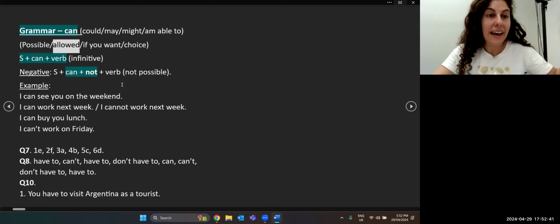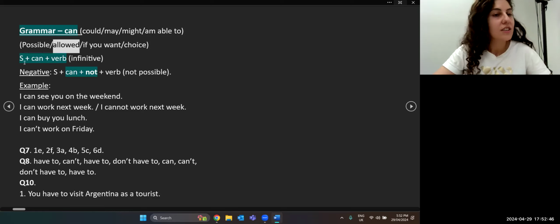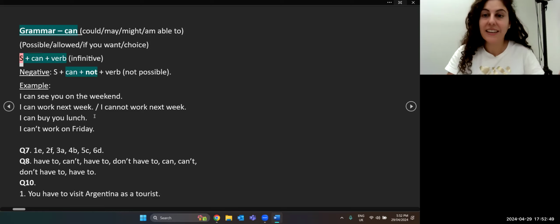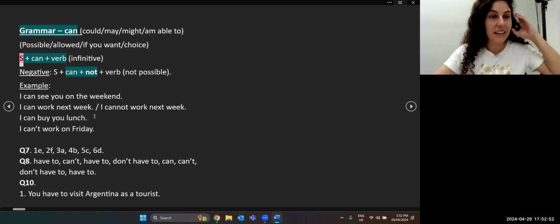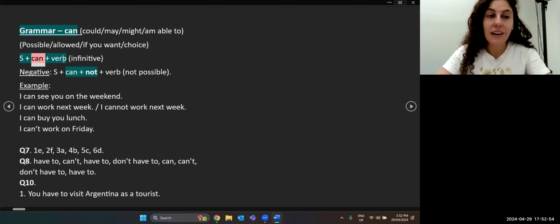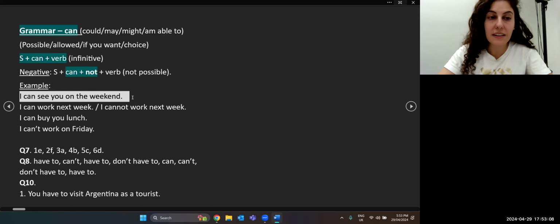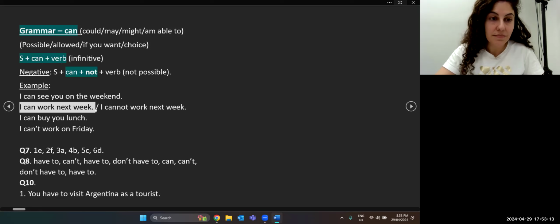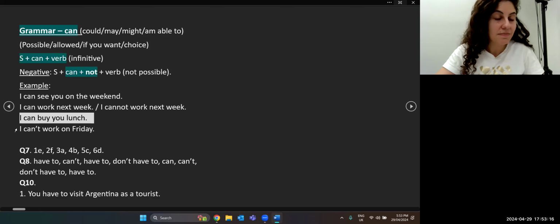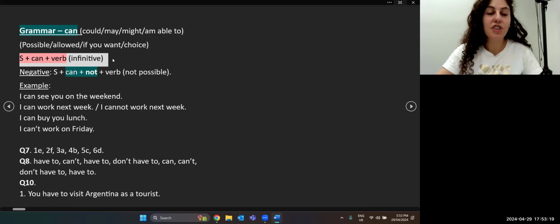So it's what's allowed. That means you're allowed to do. So how do I make a sentence? I have a subject. Again, I, you, he, she, it, we, they. And then I put can and then the verb. And the verb, there's no ed, there's no ing, it's just the verb. So it's the same for all subjects. So it's sentences like, I can see you next weekend, or I can see you on the weekend. I can work next week. I can buy you lunch. Okay, so I'm showing you what you can do.